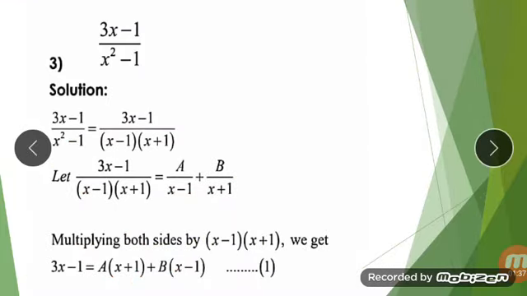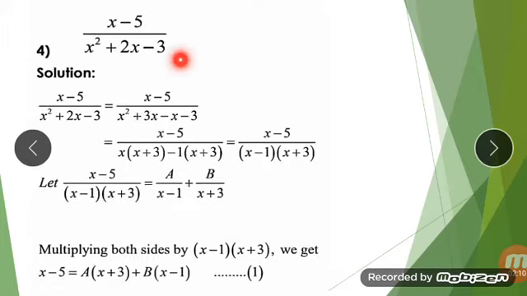Here we have some questions of exercise 4.1. Here you can see that in the denominator it apparently seems to be quadratic. Of course this is a quadratic factor, but this quadratic factor can be reduced into linear factors by factorization. Here we can apply the formula of a square minus b square, so this factor can be converted into linear factors.